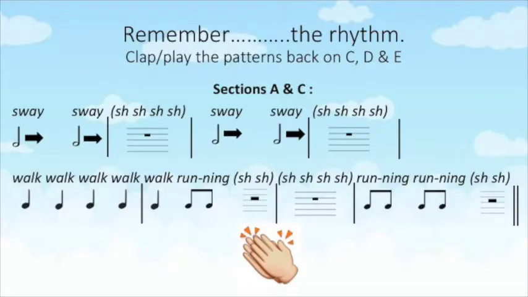As you were told earlier, the sky is made up of 3 sections, A, B and C. This week we're going to look at sections A and C. The reason we are looking at 2 sections is because they are both the same. So let's have a look at the rhythm.